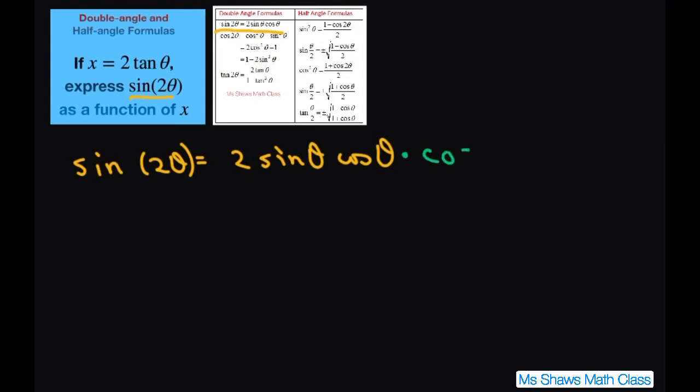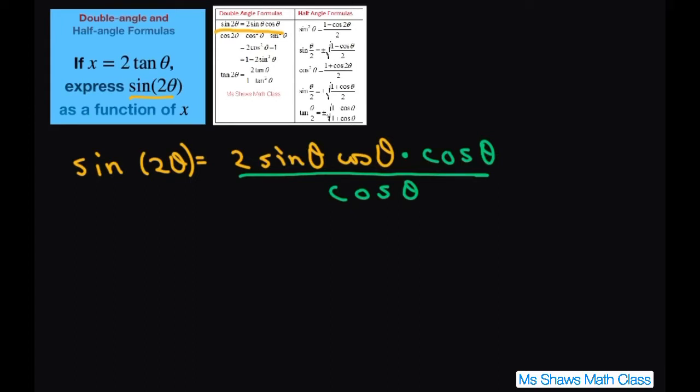So we have sine of 2 theta. So sine of 2 theta equals 2 sine of theta cosine of theta. Now, how can we write this in terms of tan? So how can we manipulate this? So what I'm going to do is multiply the numerator by cosine of theta and the denominator by cosine of theta.